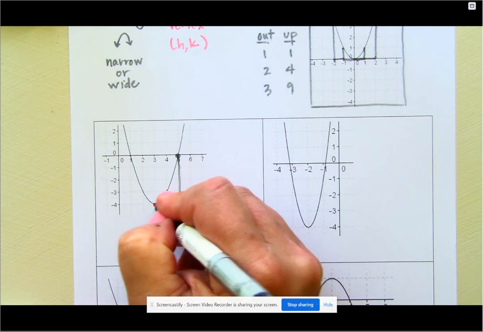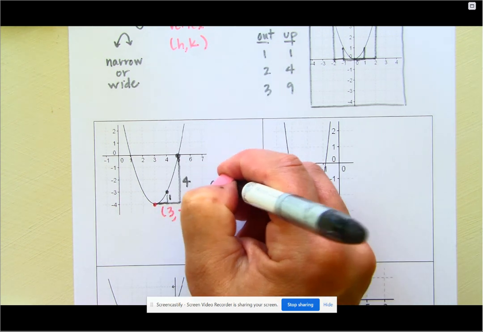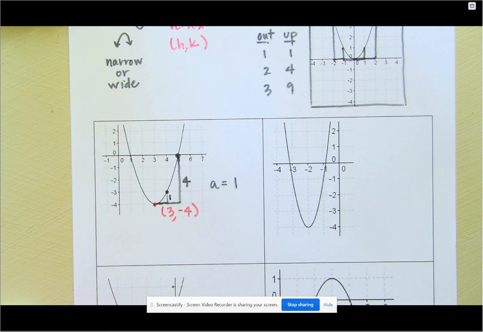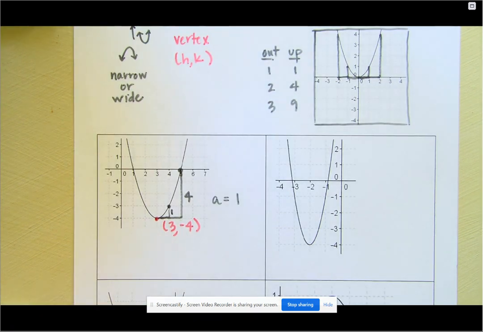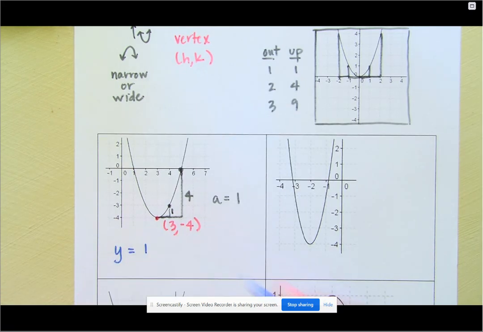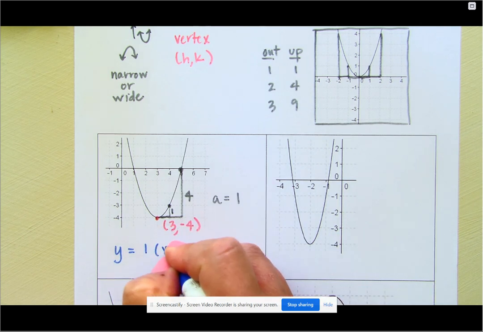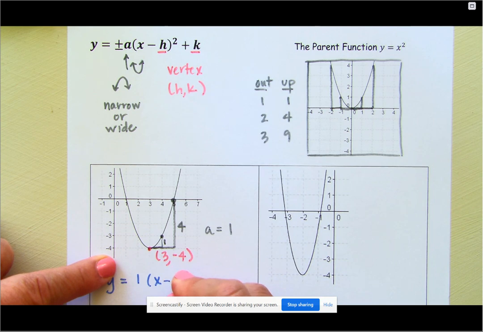We also know out 2, up 4. So the a value is 1, and it's positive 1 because it's opening up. So right now we have enough information to write our equation. Y equals, we'll put 1 here, but remember you don't really need it. Then x. Now it moved 3 to the right, so we write minus 3. Don't forget the squared there. And then it moved 4 down, minus 4.